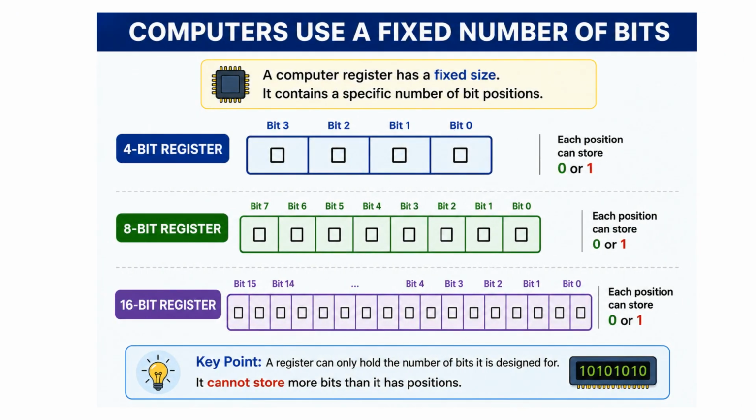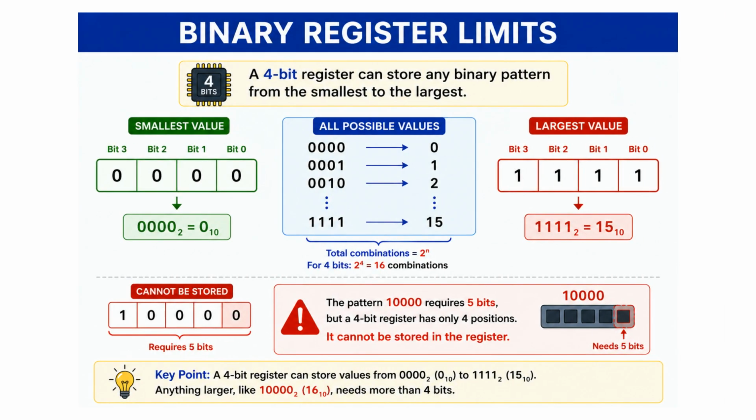Computers use a fixed number of bits to store data. A register has a fixed size. It contains a specific number of bit positions. For example, a 4-bit register has 4 positions. An 8-bit register has 8 positions. And a 16-bit register has 16 positions. Each position can store only 0 or 1. The important point is, a register can store only the number of bits it was designed for. It cannot create extra bit positions when a calculation becomes larger. If a result needs more bits than the register has, the extra bits cannot be stored, and that leads to overflow.